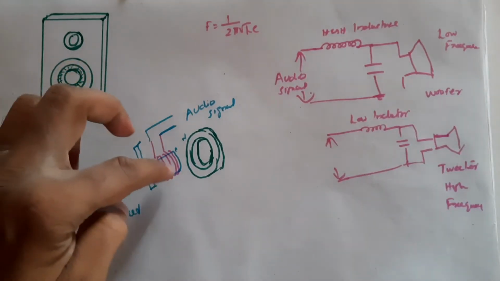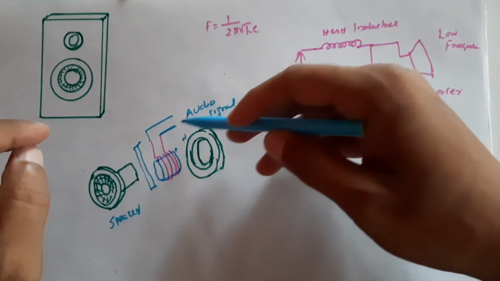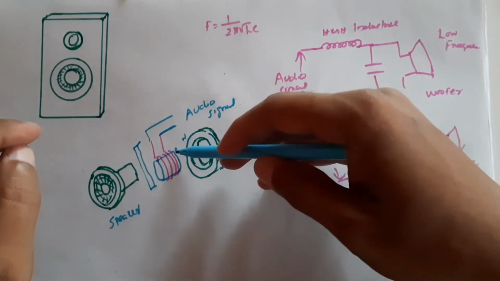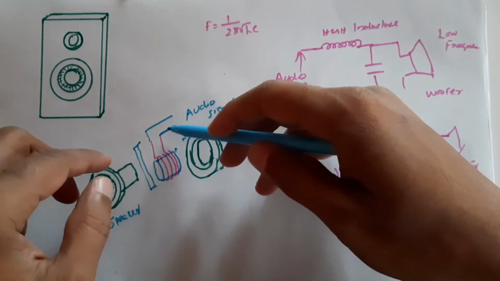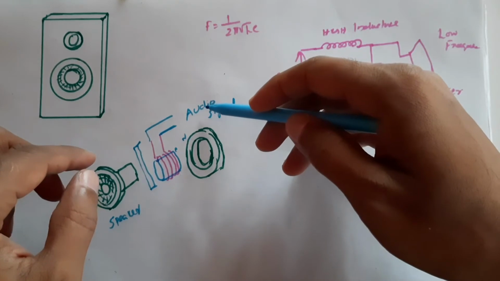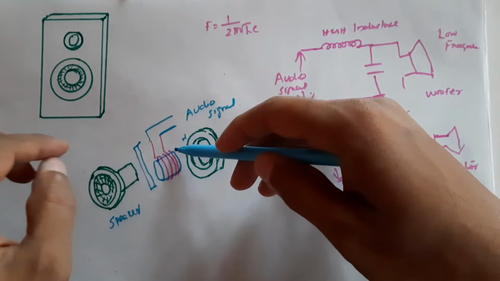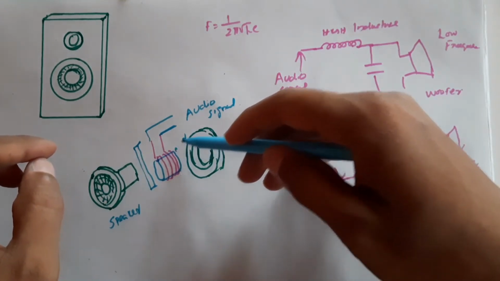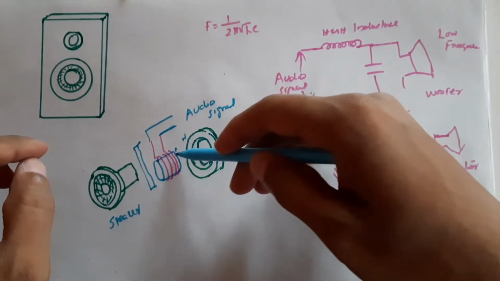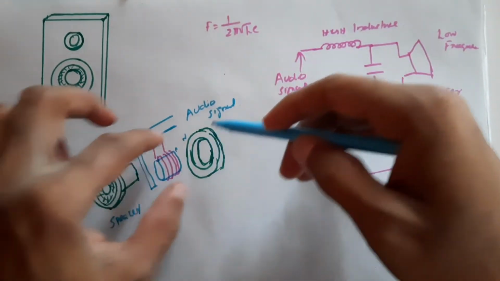When the audio signal is passing through it, depending upon the direction of the current, the magnet pole will become north or south. If current is flowing in one direction, it becomes north. If the direction of the current is reversed, this will become south. So according to the change in magnetic pole, this coil will be attracted or repelled from this permanent magnet, so that the coil will move relative to the magnet.